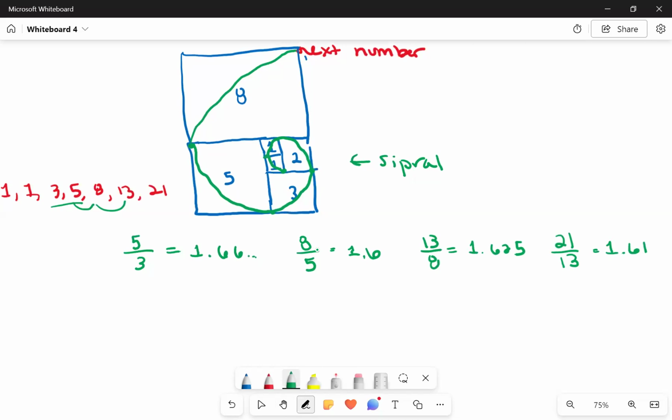Okay. And actually, if you keep going and you keep dividing, these numbers keep getting closer and closer to 1.61. That number, 1.61, is called the golden ratio. It even gets a special label like pi. Here, let me give it the approximate symbol. And that is phi. Okay. And this represents the golden ratio.